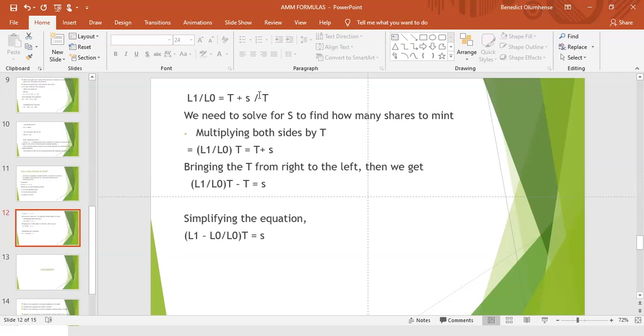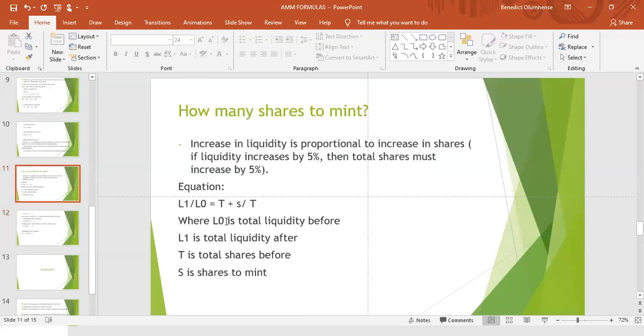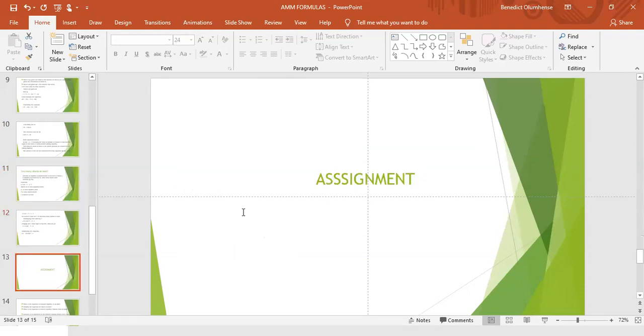So we need to solve for S to find how many shares to mint. If we multiply both sides by T, we get L1 divided by L0 multiplied by T equals T plus S. Now we take T from the right to the left, and we get L1 divided by L0 multiplied by T, minus T, equals S. If you simplify this equation a little further, you get L1 minus L0, all over L0, multiplied by T equals S, which is the initial formula here.